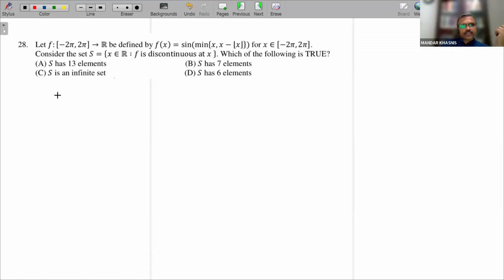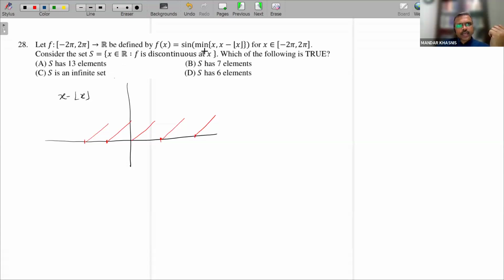See, what happens basically is x minus floor x. How does it behave? It goes like this. At every integer it is 0, and then it will be like x, same angle. So at -1 also it is 0, and then it will go like this. This is x minus floor x. But now y equals x, you are trying to take the minimum of x minus floor x and x. So x is this.